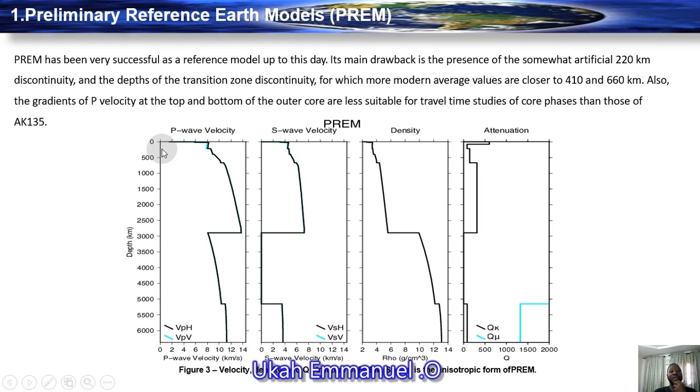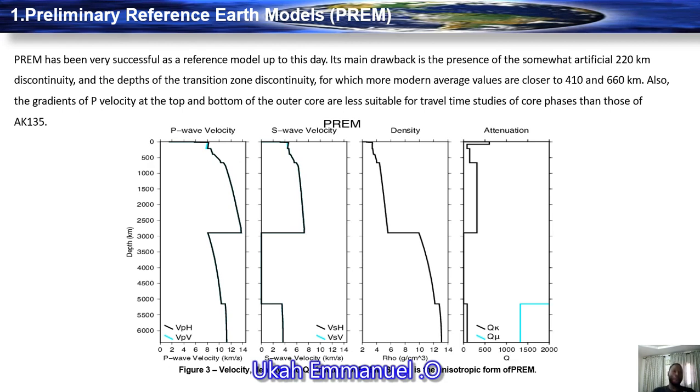But in other reference models, the discontinuity actually occurs at 410 to 660 kilometers. So that is the depth of the transition zone discontinuity. The transition zone occurs at 220 kilometers in this model, and that is the major drawback of this model.